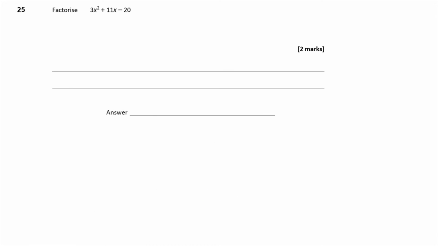Question 25. Factorize 3x squared plus 11x minus 20. Okay, now if this factorizes, it's going to factorize into 2 brackets like this, isn't it? Okay, and the terms at the front multiply together to give you 3x squared. Now 3 has only got factors 1 and 3, so the only way to make 3 is to have a 3x here and a 1x over here. So I'm going to have 3x and 1x at the beginning of my brackets.